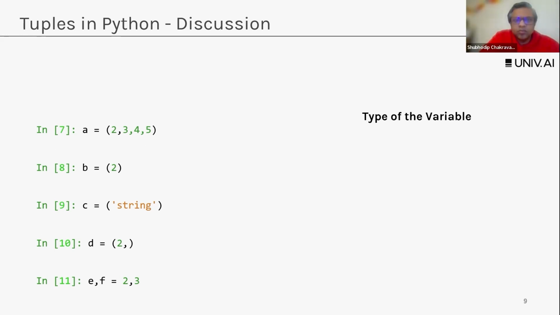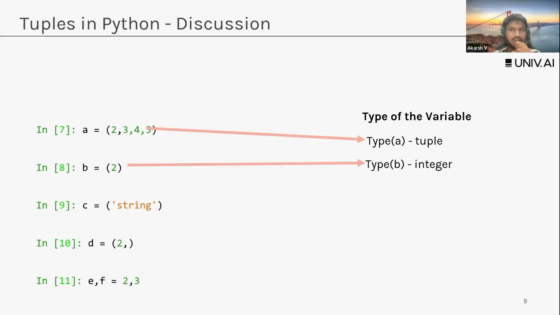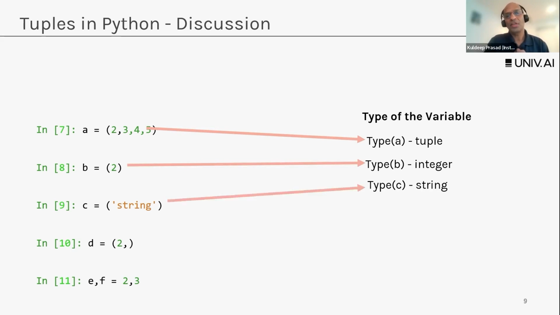Integer. What is the type of A? Tuple. Type of A is a tuple. What do you think is the type of B? Integer. Type of B is an integer. What is the type of C? String. Type of C is a string.